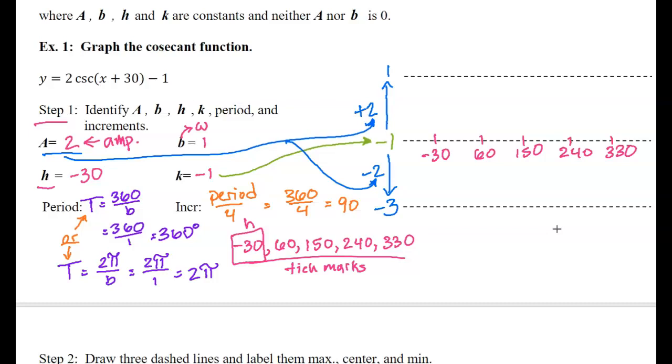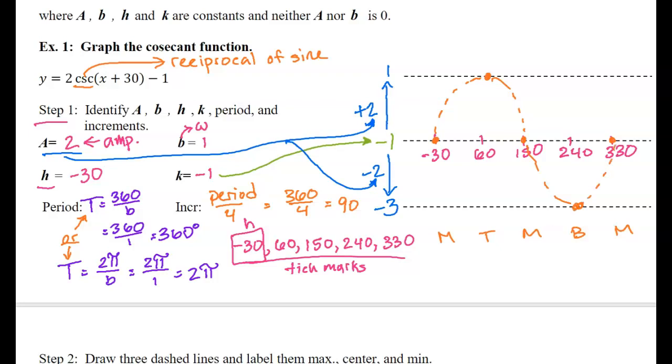All right, so now is the easy part. We first graph the sine graph because cosecant is the reciprocal of sine. So we're graphing first sine, which we know has the pattern of middle, top, middle, bottom, middle. Middle, top, middle, bottom, middle. And just like last time, I am going to do a dotted line to represent this sine graph because this is not actually what I'm trying to graph here. I'm trying to graph cosecant.